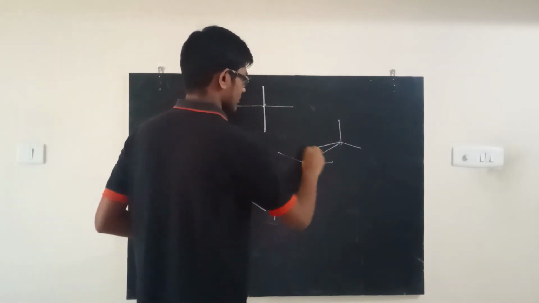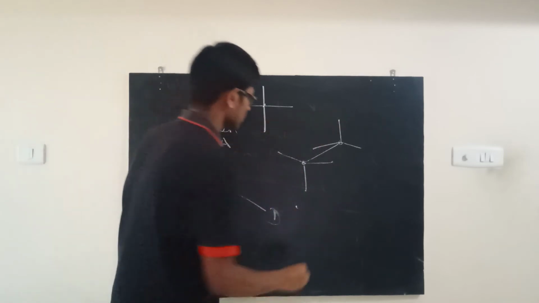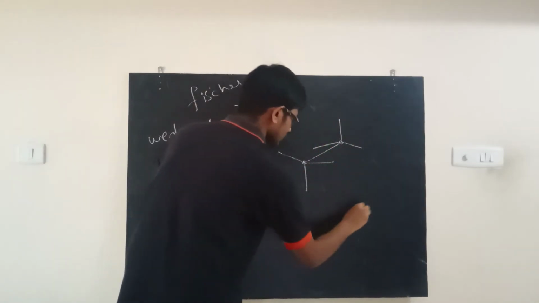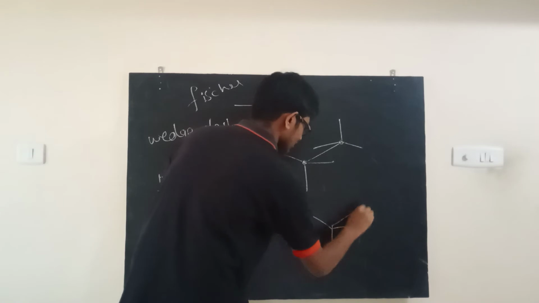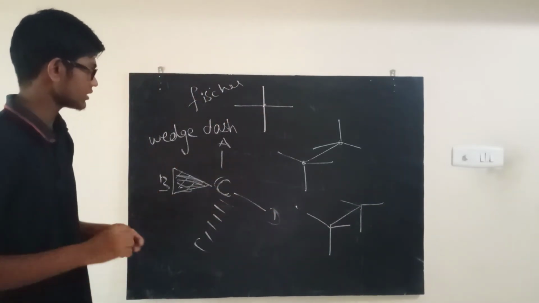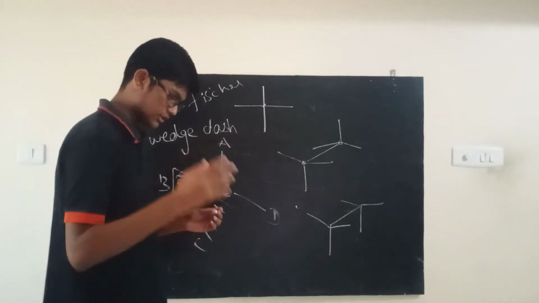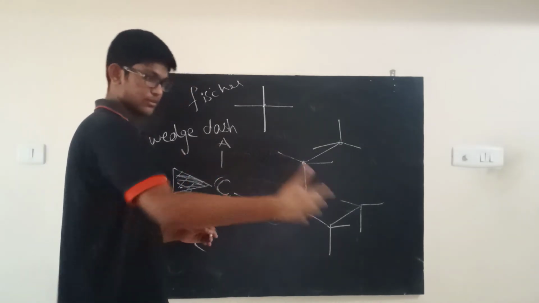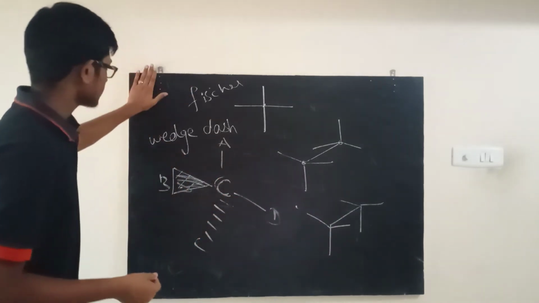This is eclipsed. If this turned around, because this bond can freely spin, you can also have this. This is what we call a staggered conformation and so on. So these are great ways and very fundamental things which people had to learn before they went on to organic chemistry. Very important. Remember this.